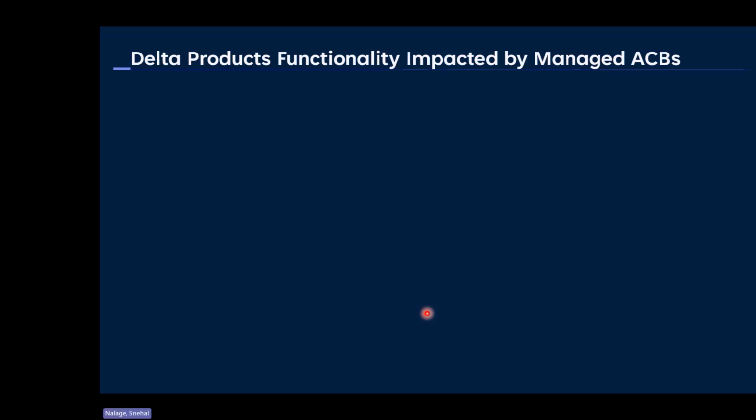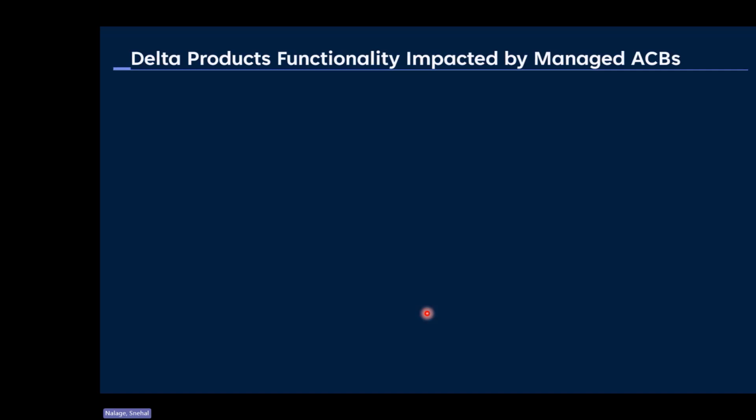Most of the features which we are going to discuss are similar in these two products. However, if there is any difference, I'll specifically point that out. Now, coming back to the question, why do managed ACBs impact Delta products?